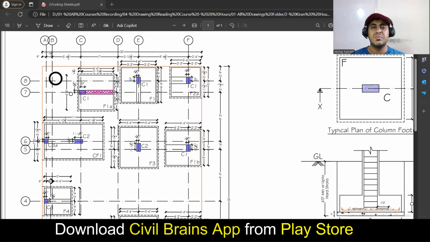Understood? In the same way, come here. Tell me now, along which axis is there eccentricity? Along the x-axis or the y-axis? Along the x-axis there is eccentricity, isn't it? Because if this is a footing of, wait.